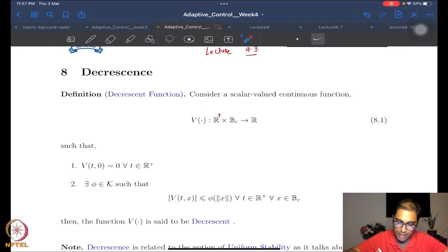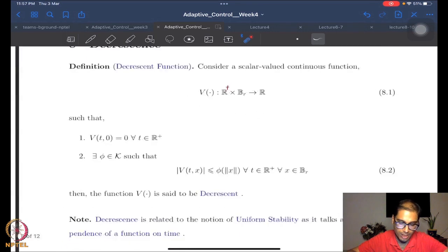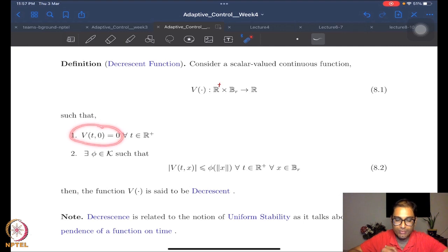So this is a function which takes as its first argument time in R plus, and as its second argument the state, which is now in some bounded ball around the origin. This is B_R. We have already introduced this notation. And as usual, it maps to reals. All these functions have a similar range and domain. Of course, we require that V(t, 0) be equal to 0 for all t in R plus. This is the same condition as before. Remember that we really care about this function taking zero values at the origin, because the origin is where we want to converge, and this is some kind of energy function, and we want this energy to take its minimum value when we are at the equilibrium, which is the origin.